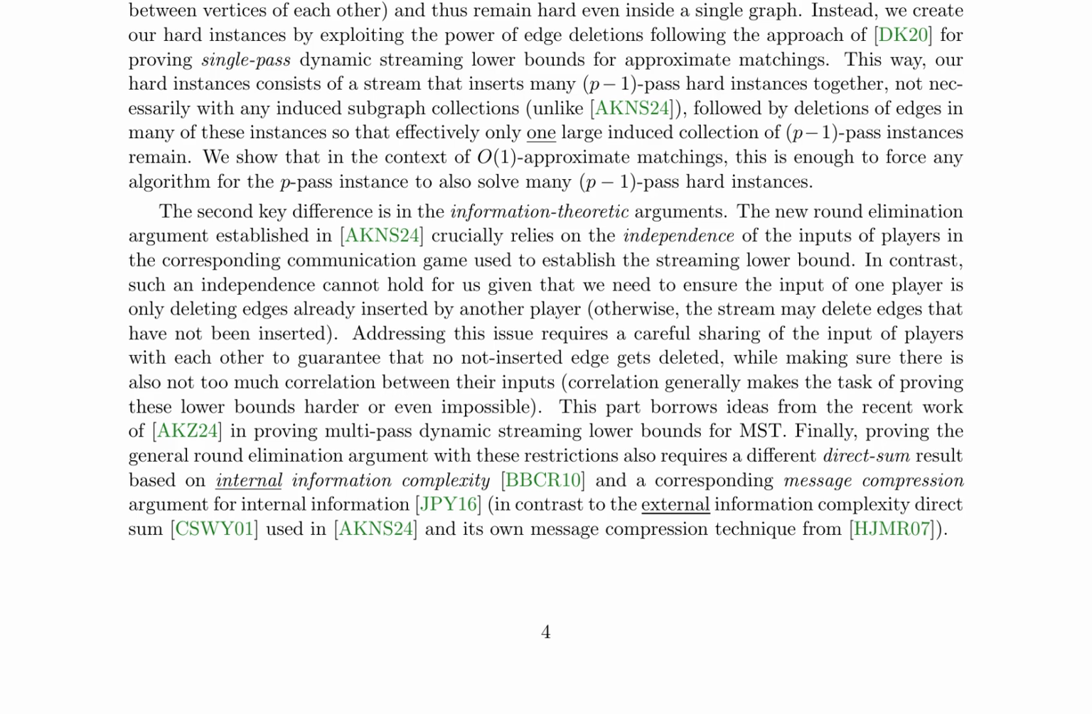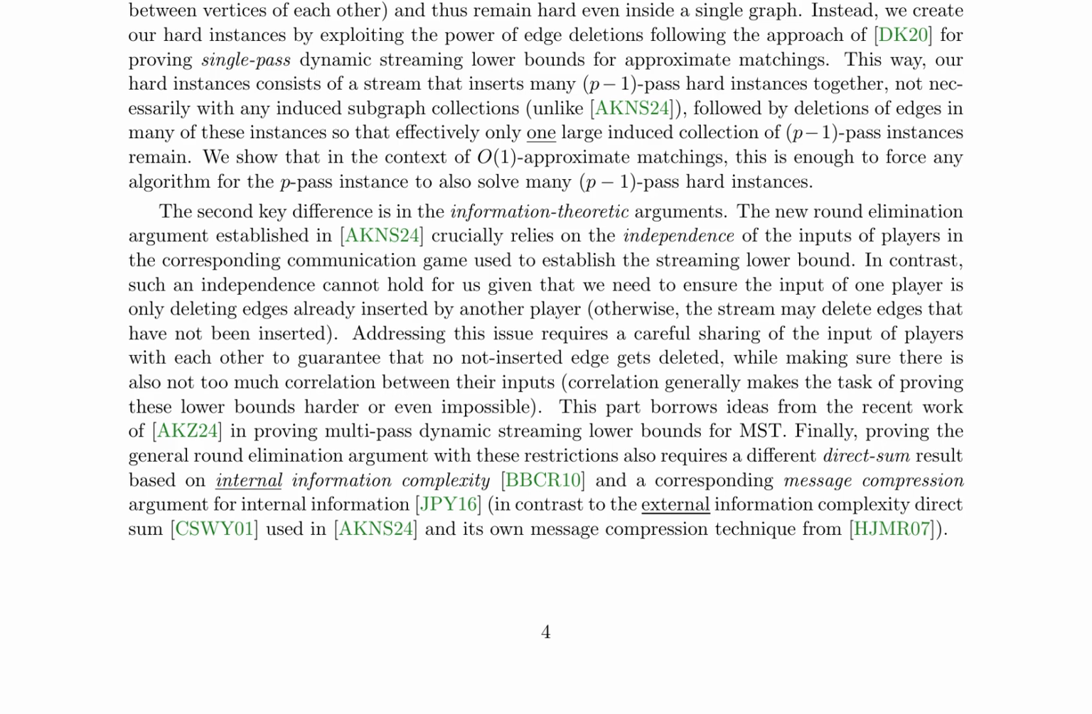There are two main differences in implementing this strategy compared to AKNS24. The first key difference is in the combinatorial construction of hard instances, where edge deletions are exploited following the approach of DK20 for proving single-pass dynamic streaming lower bounds for approximate matchings.